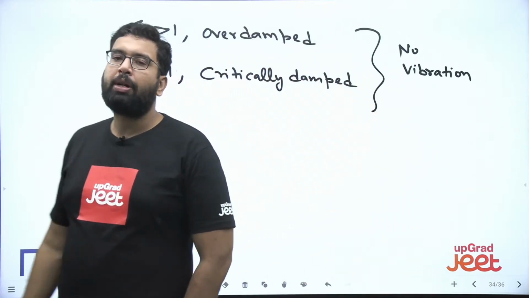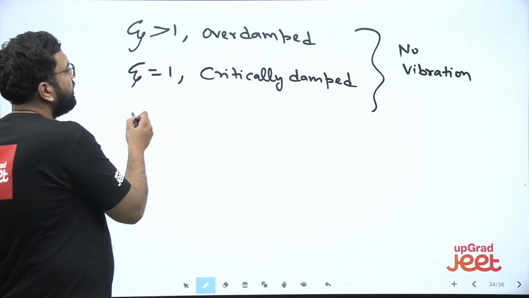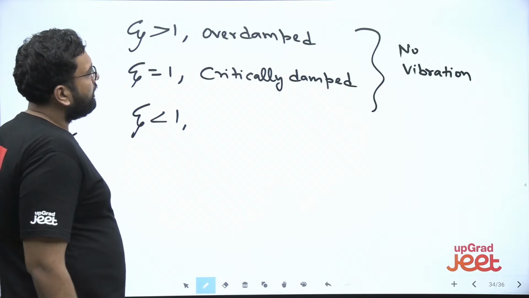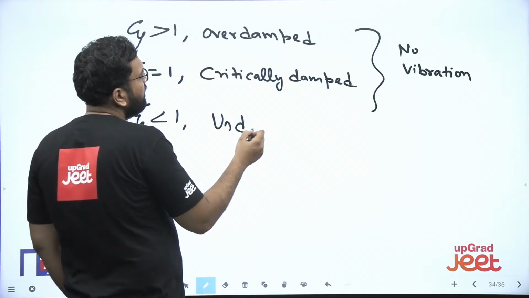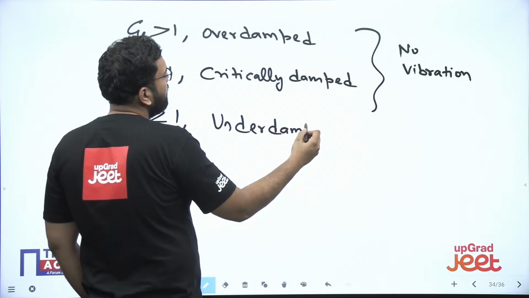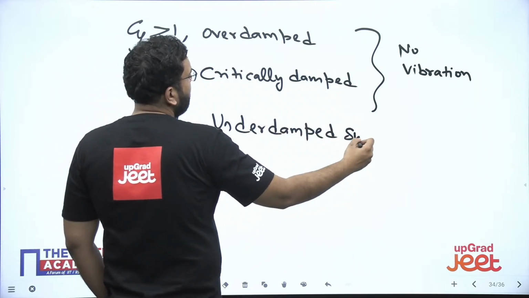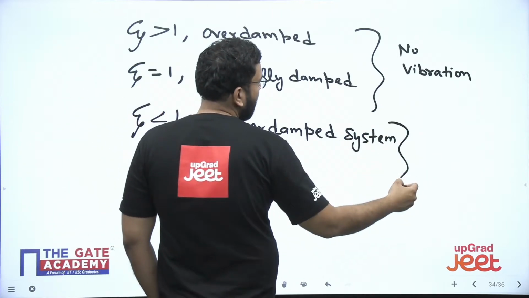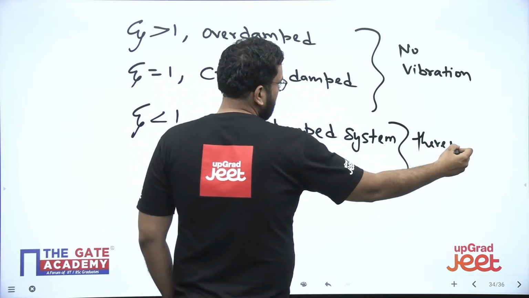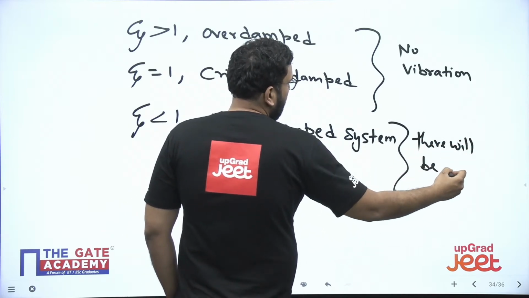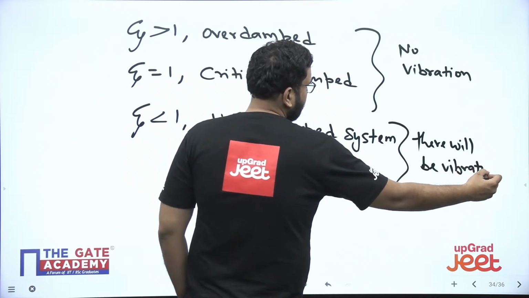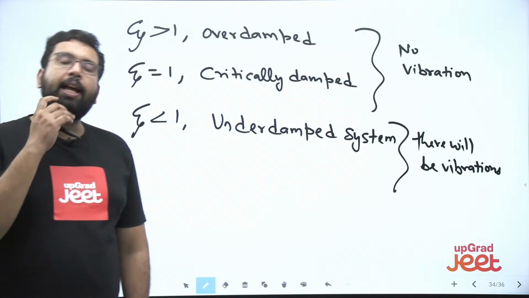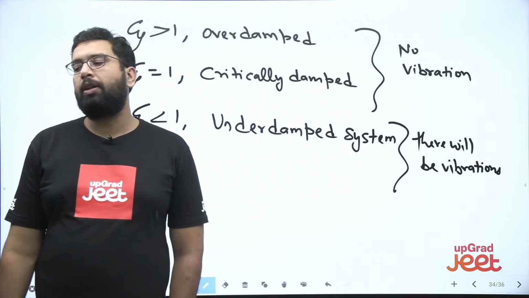हमारे system में कोई भी vibration फिर नहीं होगा. Okay, and if zeta is less than 1, we will be having the system as an underdamped system. What will we call the system? Underdamped system. And here there will be vibrations. यहाँ पे vibrations होगी. So vibration can only happen in an underdamped system where the zeta value is less than 1.